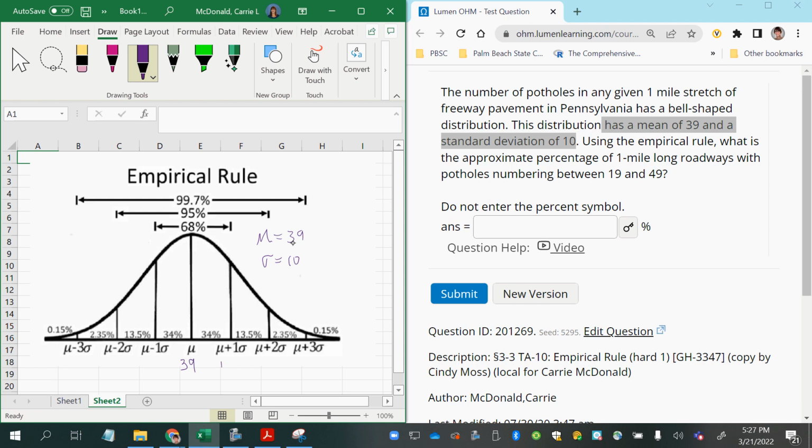So if we add 10, we can go 1 standard deviation above the mean. If we subtract 10, we'll be 1 standard deviation below the mean. And remember that this is a number of potholes, okay? So these are numbers of potholes: 39, 49, and 29. We can continue in this way to add another standard deviation to get 59, which is 2 standard deviations above the mean, and 19, which is 2 standard deviations below the mean.